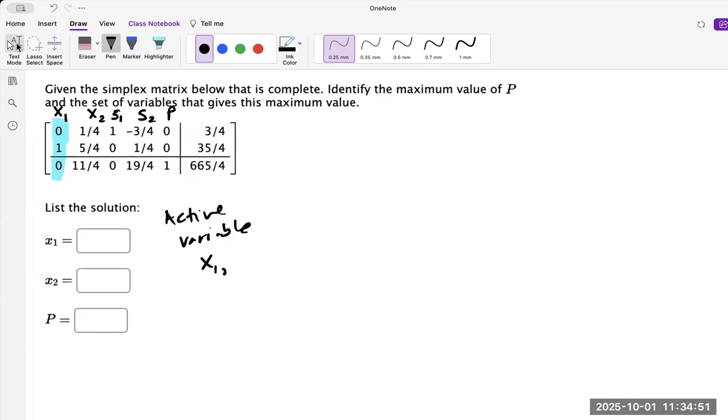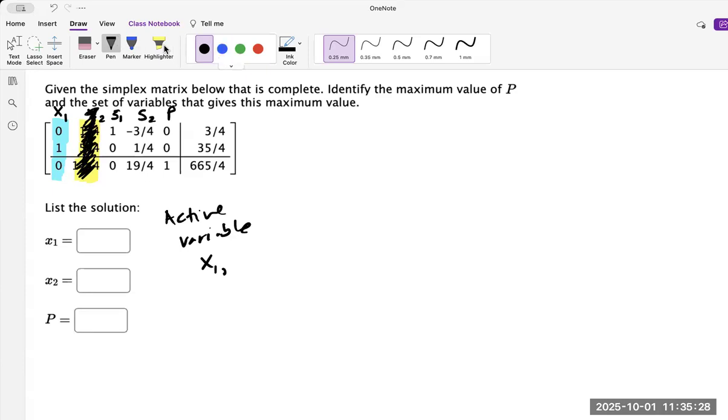So let's look at x2. Let's look at the column. I'm going to highlight the column so we're focused on the column. Is there only one number that's non-zero? No. We have all the numbers are non-zero. So this is what we call an inactive variable. So I'm just basically going to ignore everything in this column because we just set this variable equal to 0. It's just like it's not there.